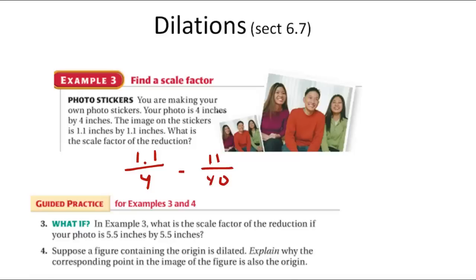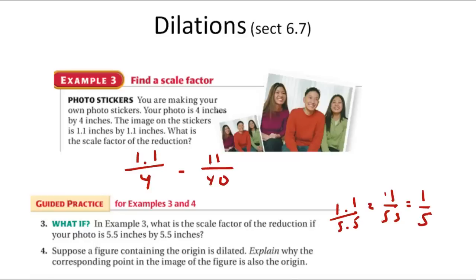I want to talk about the 2 back here. What if the reduction, if your photo is 5 by 5, it's going to be basically exactly the same thing, only it would be 1.1 over 5.5, which becomes 11 over 55, which becomes 1 over 5.